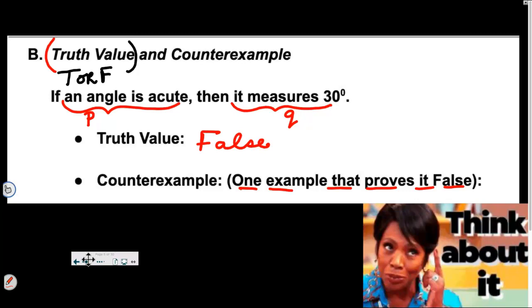If an angle is acute, all I know is that it's less than 90. It doesn't mean it has to be 30. So when it says come up with a counterexample, I need something that meets the if part. So I need an acute angle that's not 30 degrees. There's so many. That's such a poor conjecture, right? Or if-then statement. 40 degrees, 55 degrees. There's a lot of counterexamples, but when you're asked for one, you really only need to list one of them.